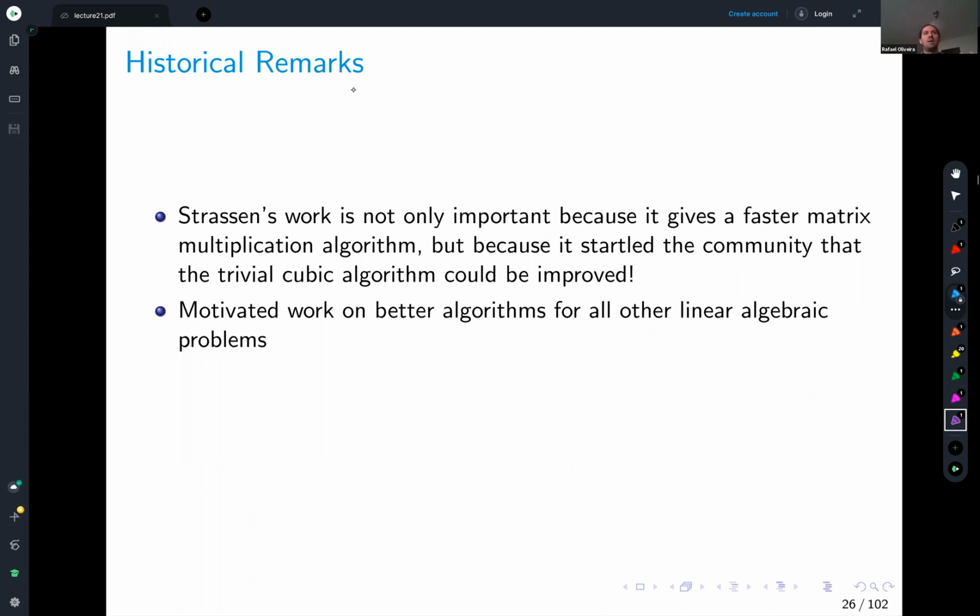People said, oh, it looks like matrix multiplication cannot be improved, and many other algorithms in linear algebra seemed so easy and natural that they thought these were the best algorithms. Once Strassen came up with it, it shook up everyone's beliefs, and people said, well, okay, let's look for better algorithms for all procedures in linear algebra now, for all linear algebraic problems. So this is pretty cool.